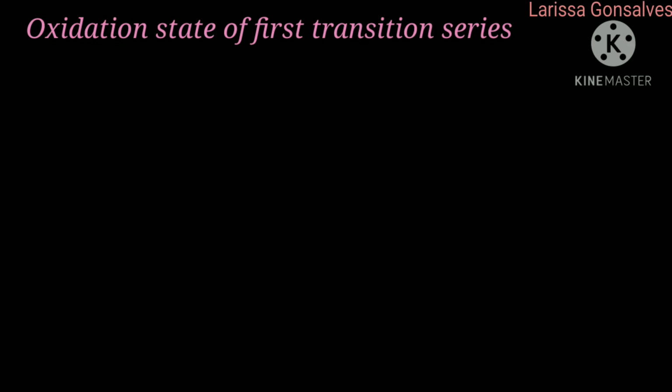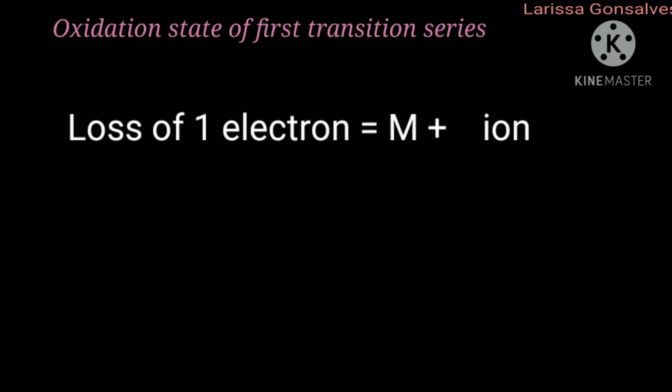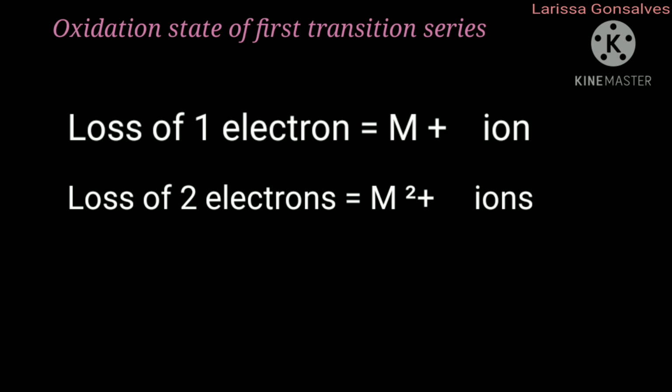Let us now study the oxidation states of the first transition series. The transition elements show a variety of oxidation states. When there is loss of electrons from the 4s and 3d shells, there is formation of ions. For example, if there is loss of one electron from the 4s, then it is going to form M+ ions. If there is loss of 2 electrons from the 4s, then it is going to form M2+ ions. And if there is loss of 3 or 4 electrons, then it is going to form M3+, M4+ ions, and so on.